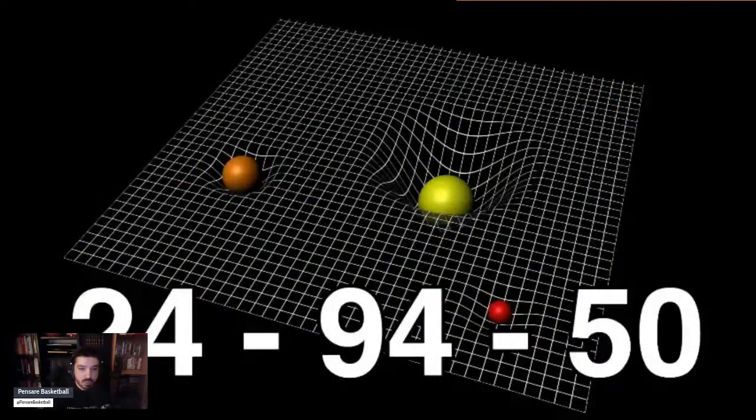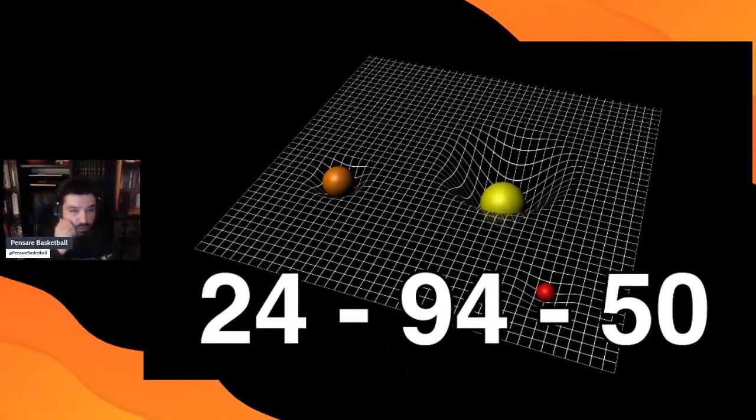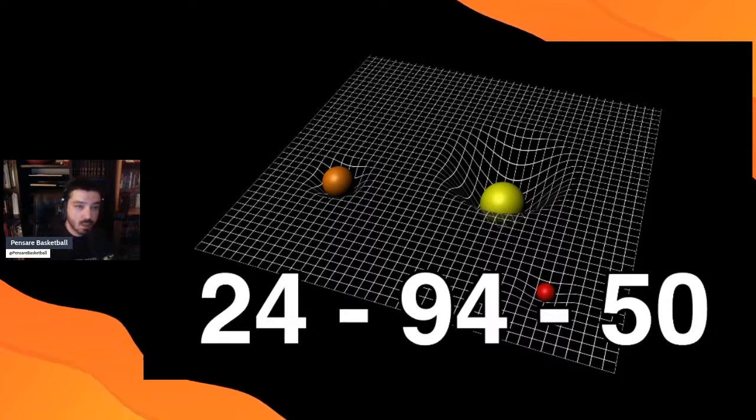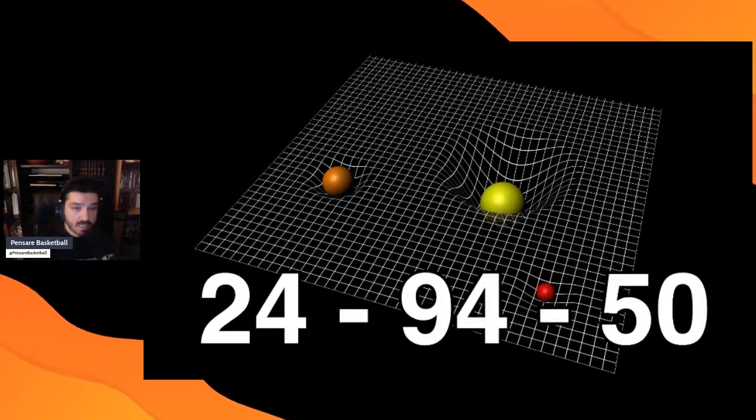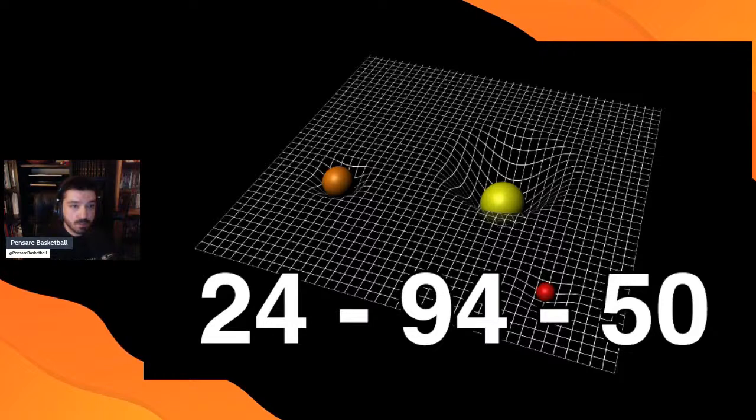So what is 24, 94, 50? Straight up, 3 of the most important numbers in basketball. Let's talk about it. Well, here we go. 24 is the number of seconds on the shot clock. 94 is 94 feet vertically, the length of the basketball court, and 50 is the horizontal space on the basketball court, right?